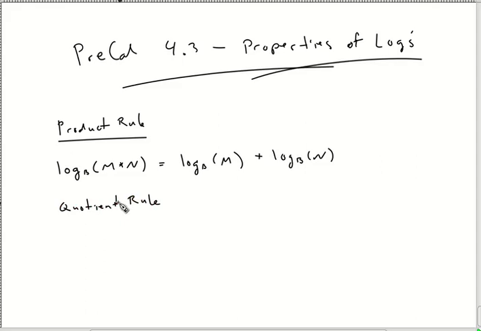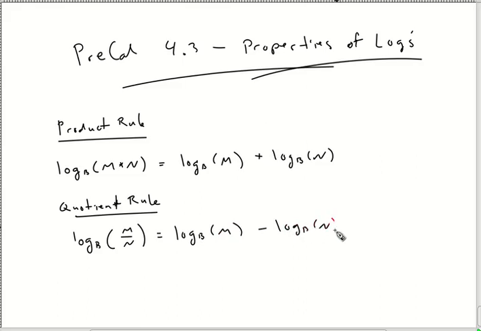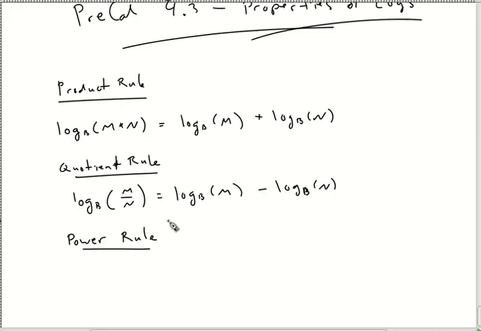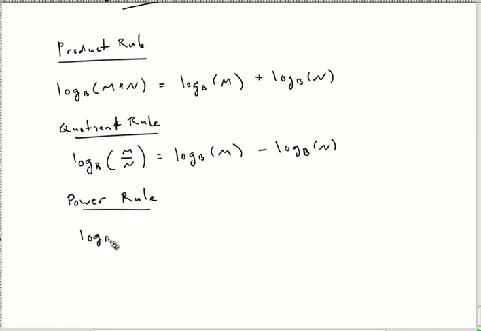Quotient rule. I've got log base b of m over n is equal to log base b of m minus log base b of n. And then finally, the last one is the power rule. We've got log base b of m to the p power. That p power is going to come down to the front. So it's p times log base b of m.